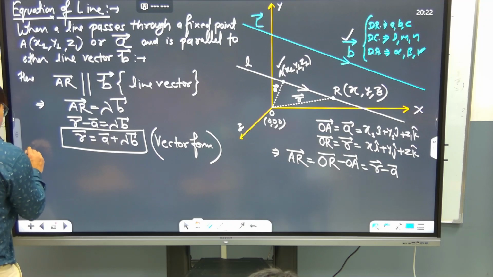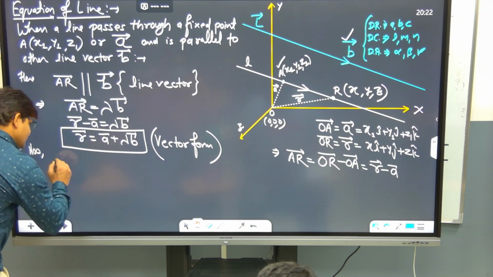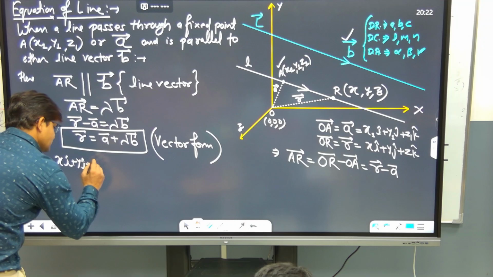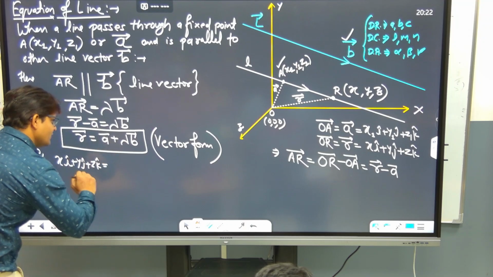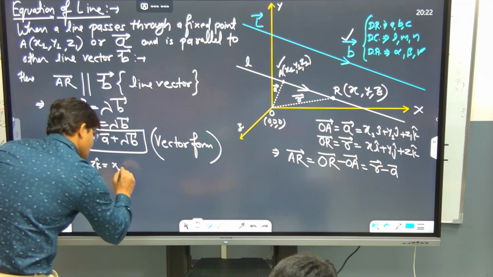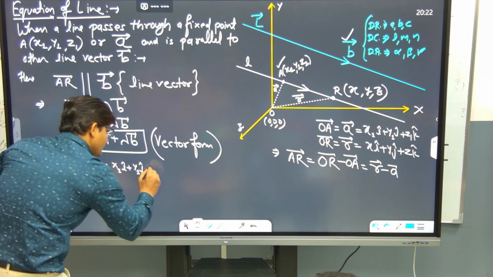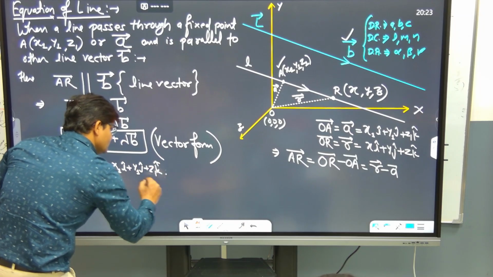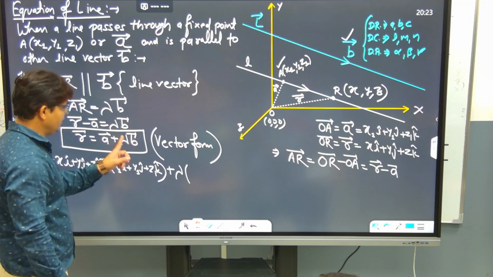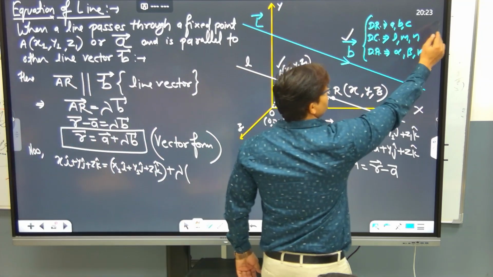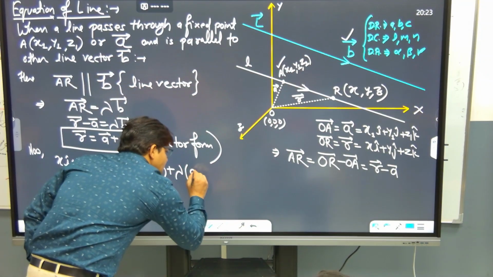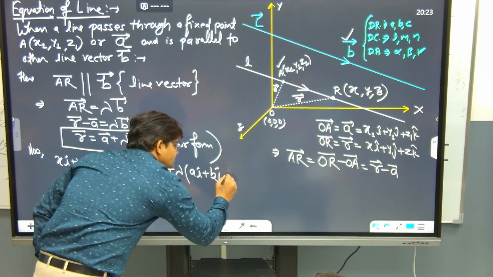Now the R vector, by definition, is x i-cap plus y j-cap plus z k-cap. We already know that the A vector is x1 i-cap plus y1 j-cap plus z1 k-cap. This is our first vector, plus lambda times the B vector. Now we have the definition of B, either in terms of a, b, c, or l, m, n, or alpha, beta, gamma. I have taken the first case, a, b, c. So this vector is given by a i-cap plus b j-cap plus c k-cap.